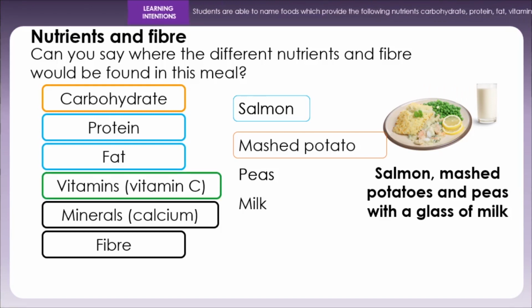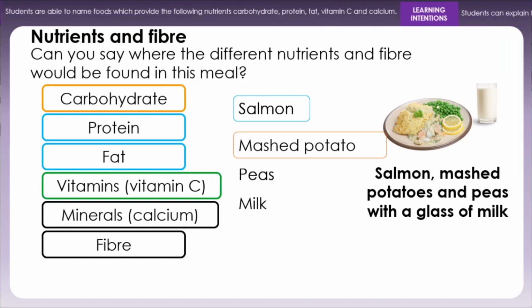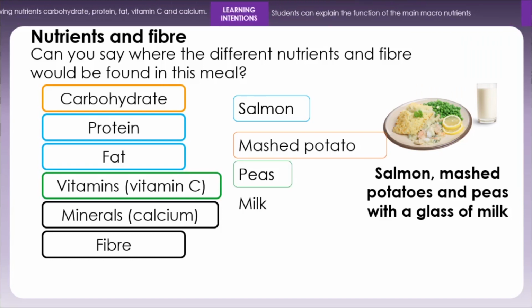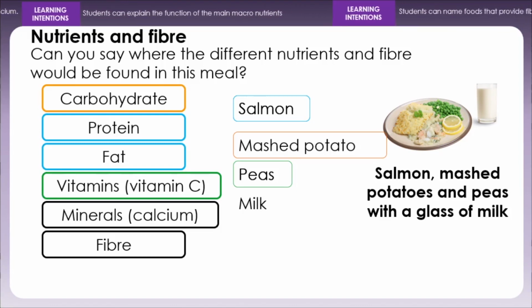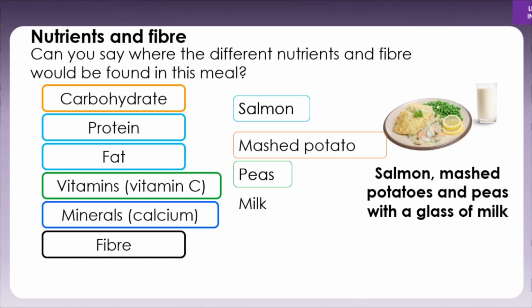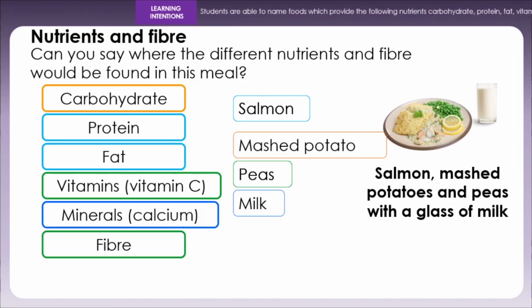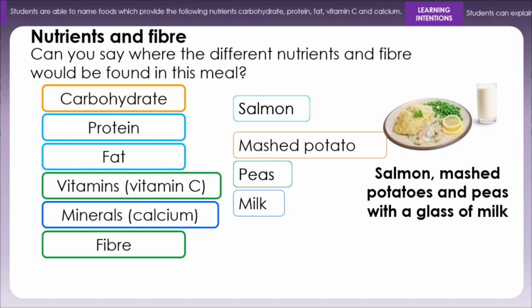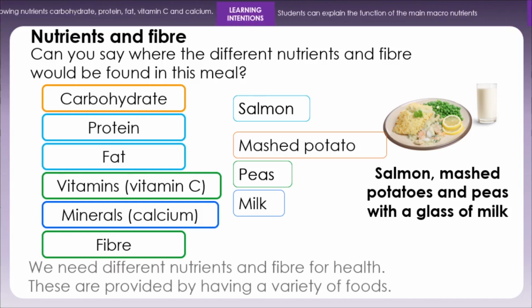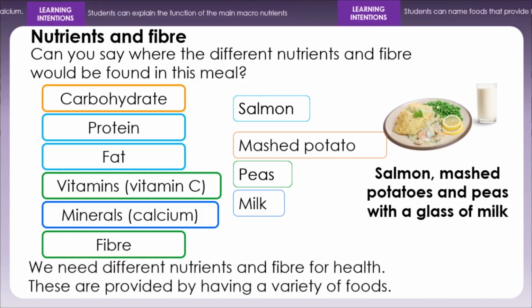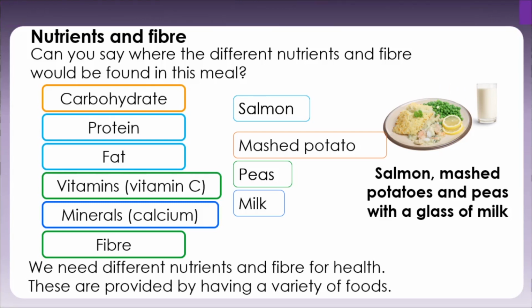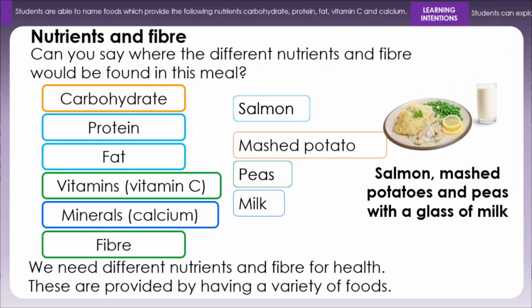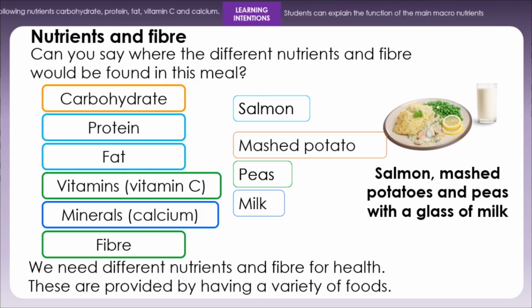Vitamin C we would find in the peas. The mineral calcium we would find in the milk. And you will get fibre in the peas as well. Did you get that? So we need different nutrients and fibre for health, and these are provided by having a variety of food. So if you had the same meal every day, you would not have the variety of nutrients that you need to be healthy. Have a variety of foods.